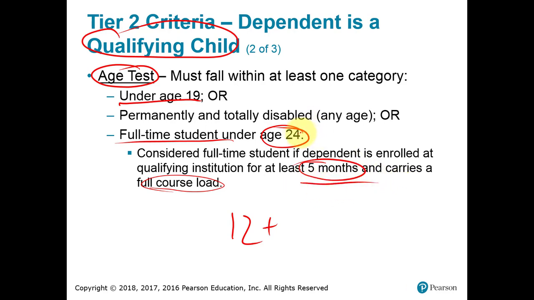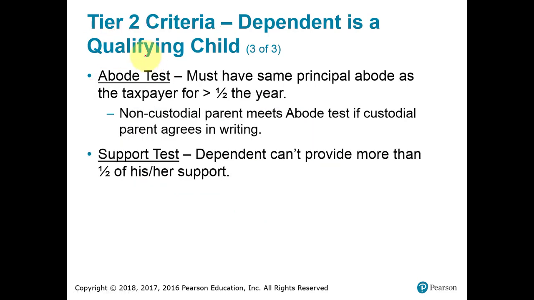Or once you reach age 24, you can pass the age test if that person is permanently disabled. Another test for qualifying child is that they have to live with you for more than half the year. Temporary absences are still considered to be living at home, like away at school, on vacation, possibly in the hospital, maybe even possibly in the military.